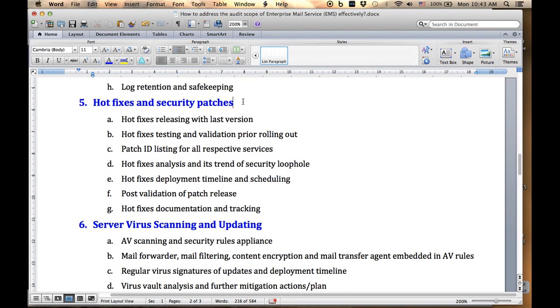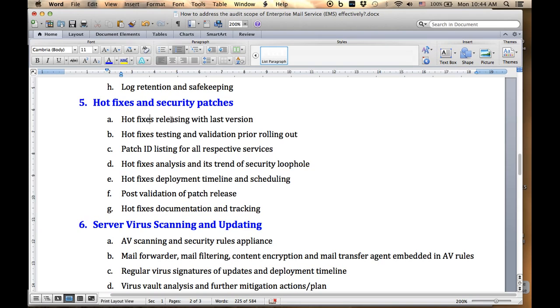So the mail service is involved with hotfix and security patching. This is very important. The purpose of applying security patching is to remove vulnerabilities on the system that can be exploited by external attack, insider attack, or IT sabotage. So I have noted down some server routines like hotfix releasing with the latest version. So you need to obtain a record that the IT engineer or IT security released the hotfix to the particular system.